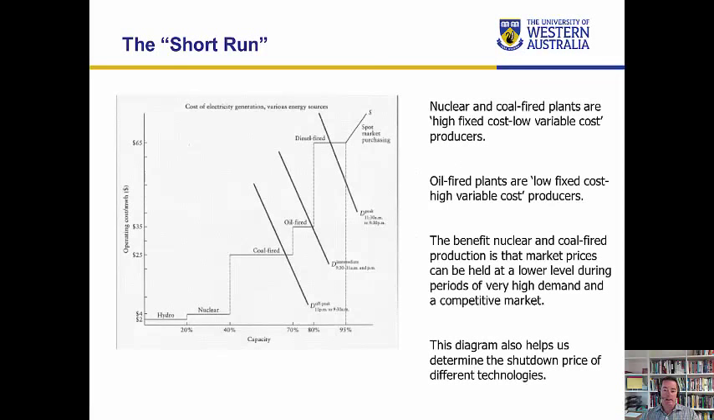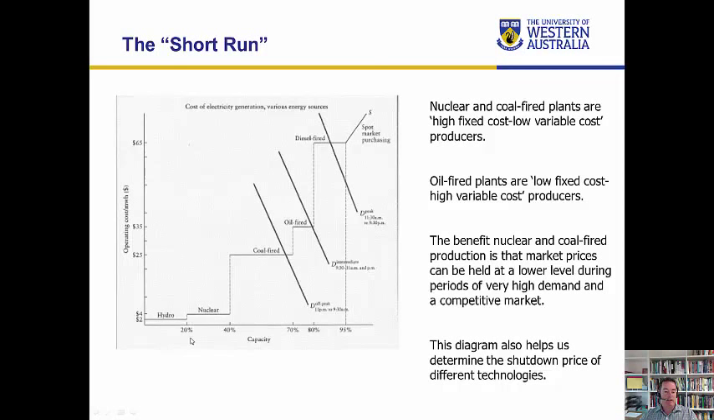Okay, next example is looking at electricity generation, and once again we've got a real world marginal cost curve here. Previously I showed you a marginal cost curve that was upward sloping, had a nice smooth slope, but in the electricity industry the marginal cost of electricity generation is more of a step function. So we've got very cheap hydro on the horizontal, very cheap nuclear, then coal-fired, oil-fired, diesel-fired.